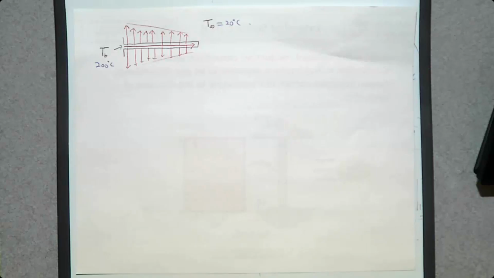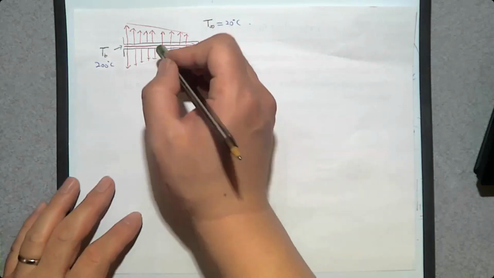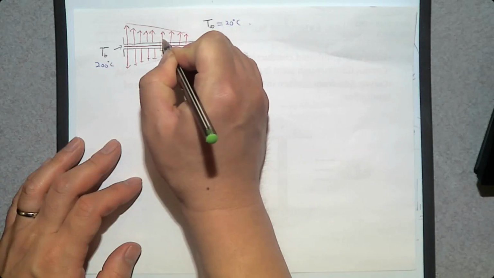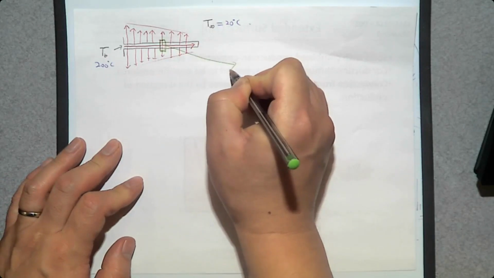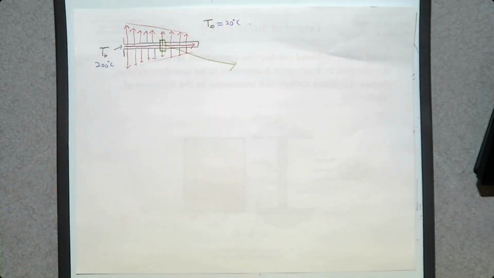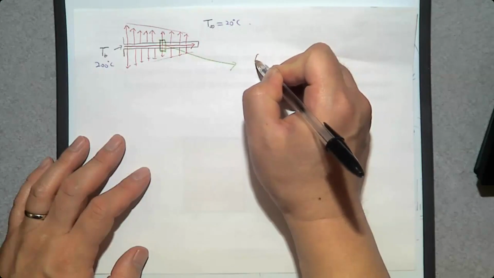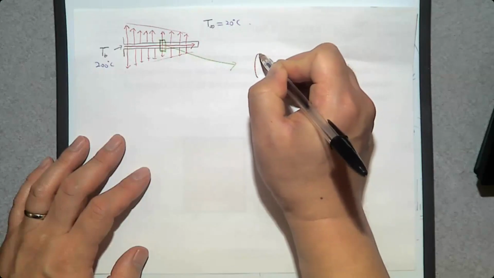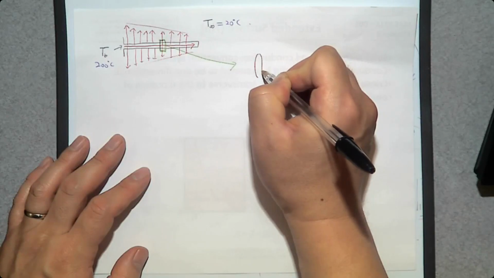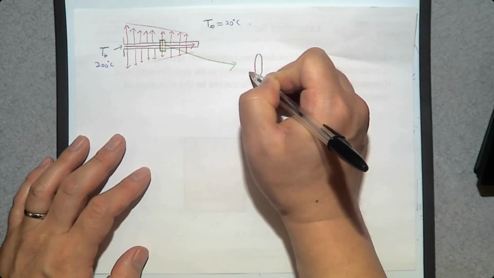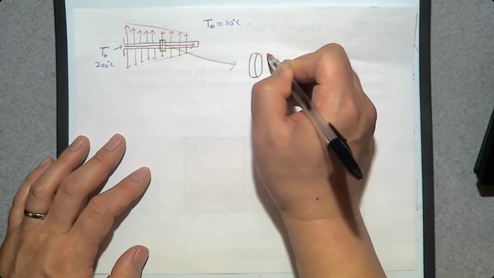Then let's look at a very small volume, this one. So I'm going to look at this very small volume. Then we have a fin like that. I'm going to say this is a circular fin. If you want to use a rectangular fin, it doesn't matter.